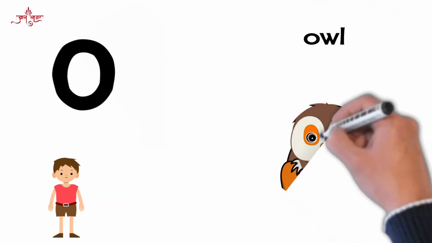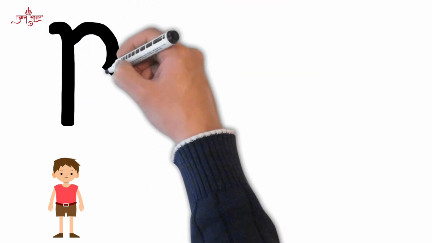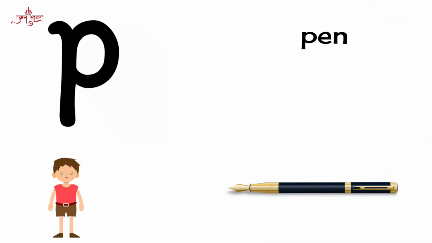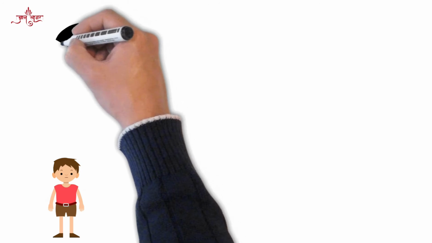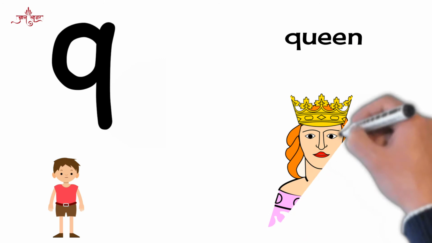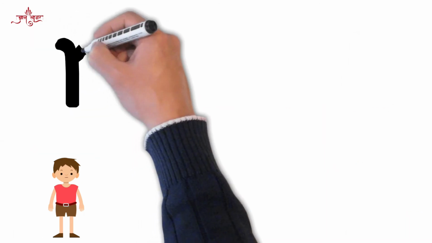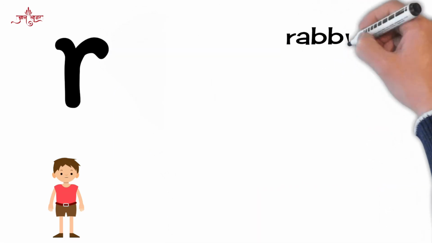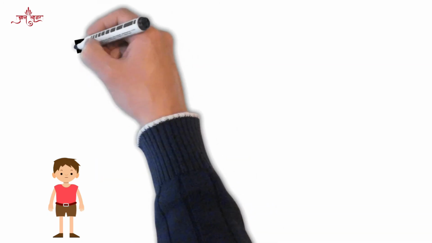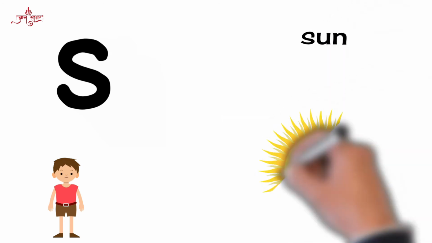O for owl. P for pen. Q for queen. R for rabbit. S for sun.